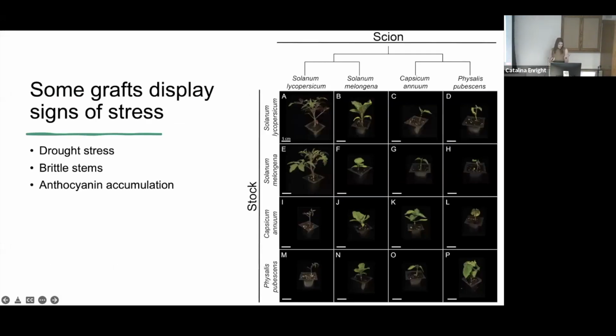And when we look at each of these plants, the x-axis here is showing you the scion, and the y-axis is showing you the stalk. Here's all the 16 graft combinations. We're actually able to see some signs of stress, including signs of drought stress, including rolling leaves or a little bit crunchy on the edges, brittle stems, so they're very fragile, or anthocyanin accumulation, which is a sign of stress in tomato.